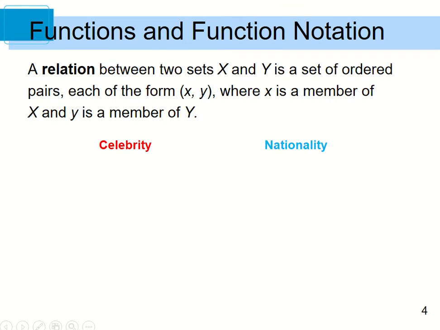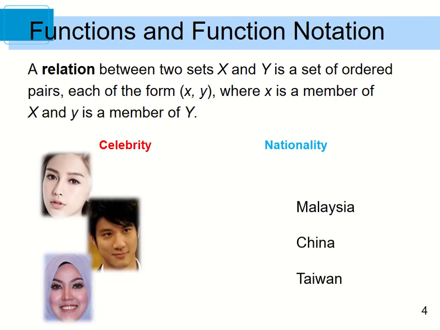Now, let's say we have two sets of data, right? Usually we can relate the two sets of data together, and we call that a relation. So you can see here on the left hand side, we have a set of data about celebrities. And on the right hand side here, we have another set of data that is about the nationalities. So can you relate them?